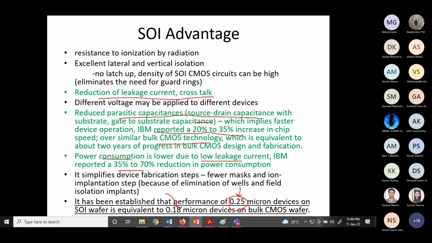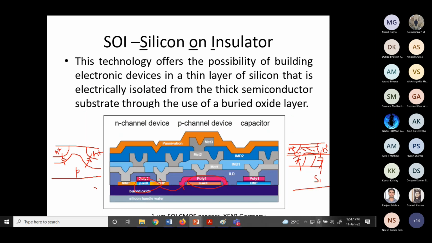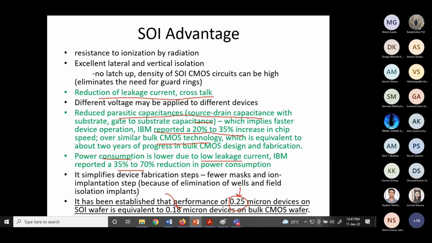But an SOI wafer is expensive because it is an additional process step you have to do, right? This oxide, so the fabrication is a bit complicated, so that increases the cost, and if you use more and more SOI wafers, the cost will decrease, and so on and so forth, right? But nevertheless, the cost of an SOI wafer is more than that of the conventional CMOS wafer, right?